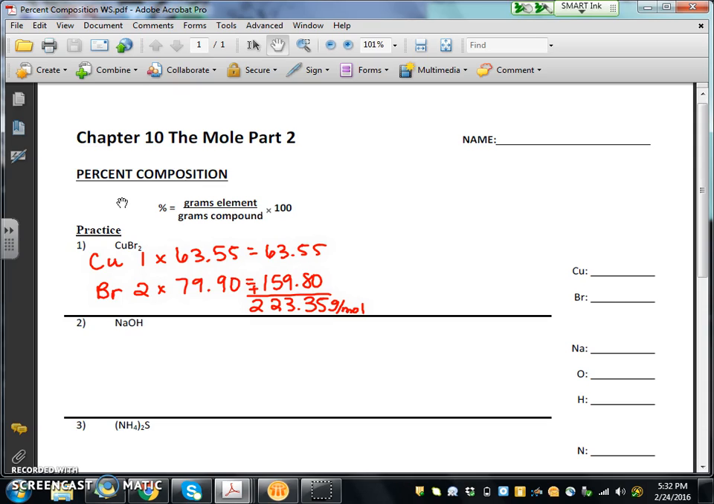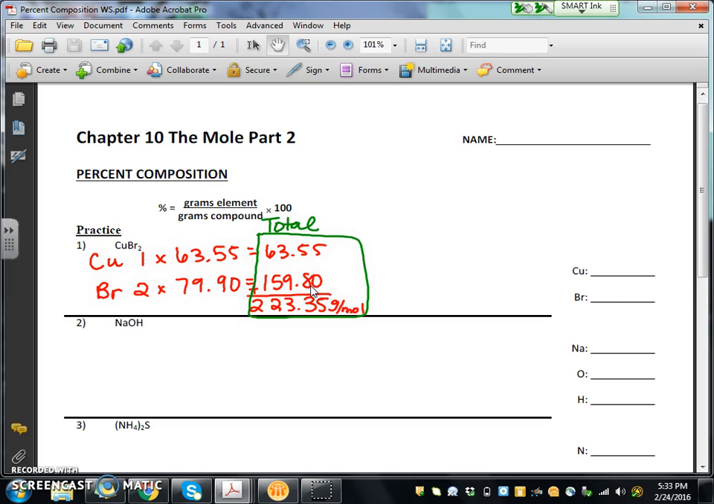So what we're going to do is we're going to fill in the percent composition for both copper and bromine. You're going to do this for every element in there, and we're going to put our answers right over here. Okay? So when we look at our molar masses, we'll see that in this column right here, we have all of our totals. 63.55 grams is the total amount of copper that I have, and 159.80 is the total amount of bromine I have in this compound.